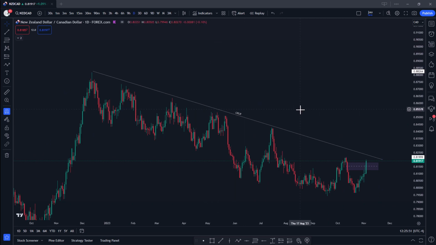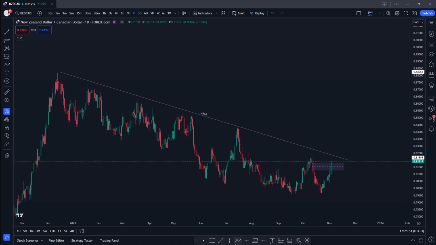ICT calls them phantom trend lines. So I'm looking to see if price can just break all of this and basically push to the high of this, the beginning of this trend line. So I'm looking to see if price can trade up to that point. This is what I'm looking for on NZDCAD.